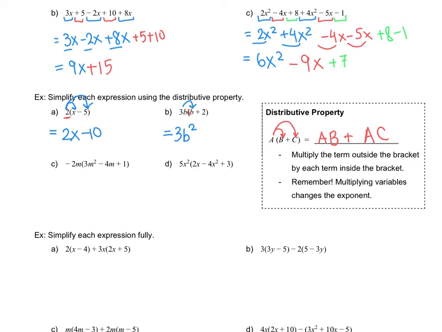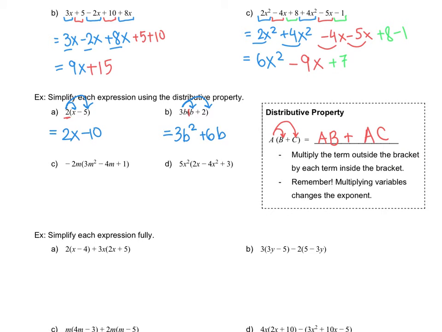Now, when we were collecting like terms, we never changed our exponent because we were doing addition. But here we are multiplying. When you multiply variables, the exponent will change. And finally, 3b times 2. 3 times 2 is 6, and the b just stays there.